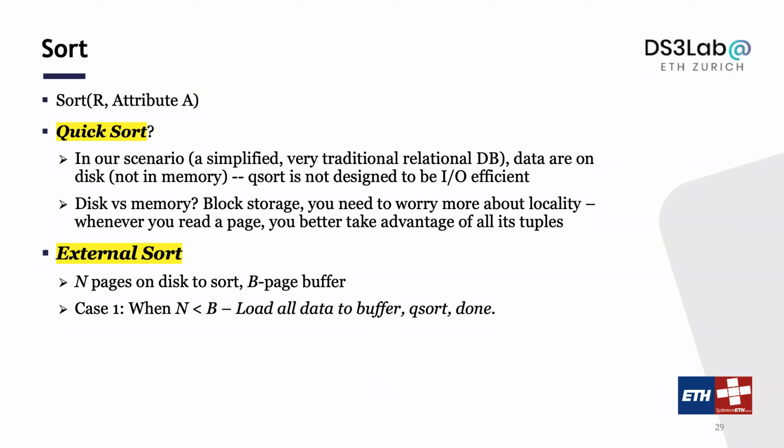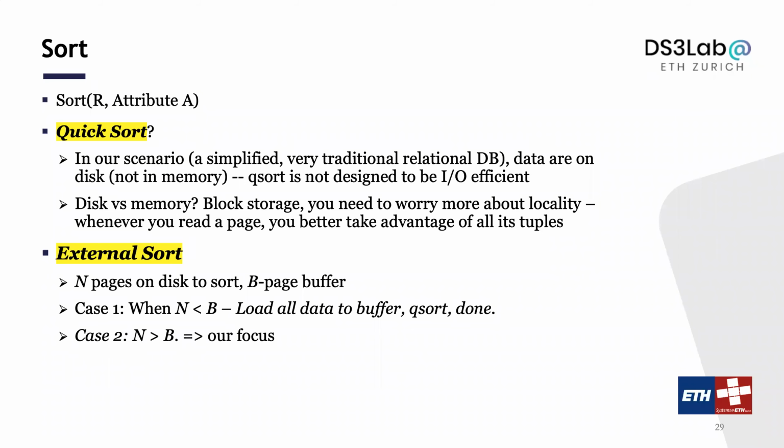So what should you do? You load all the data from the hard drive into the buffer. Because your buffer is large, you can hold all the data. You incur essentially one pass of reading the data as your IO cost, and then, with everything in the buffer, you do quicksort, and you're done. When your buffer is large enough to hold your data, it's very easy to solve.